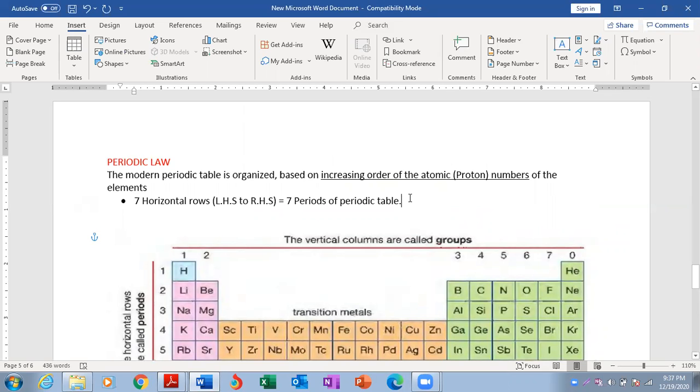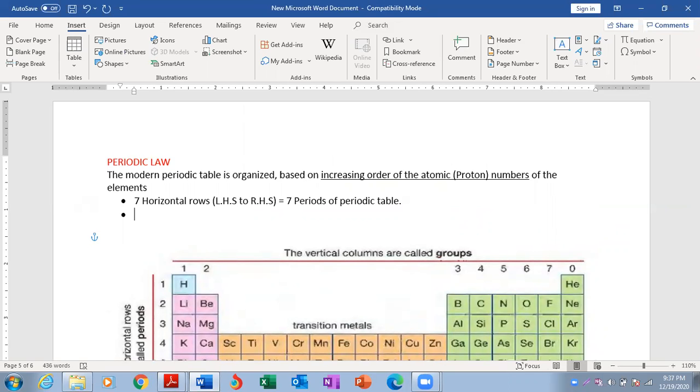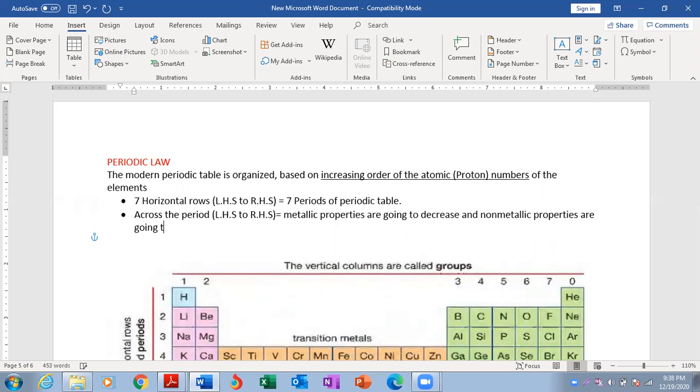Now the most important thing, when you are moving from left hand side to right hand side, what you have observed: across the period, from left hand side to right hand side, the metallic properties are going to decrease and non-metallic properties are going to increase. Got it? Yes. The most important thing.